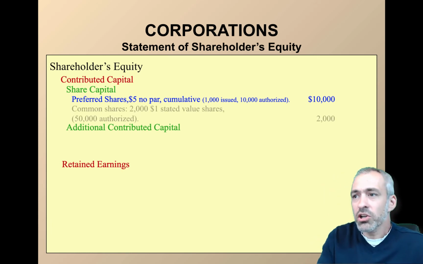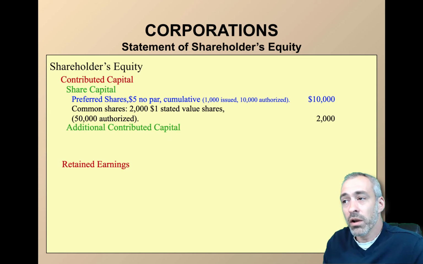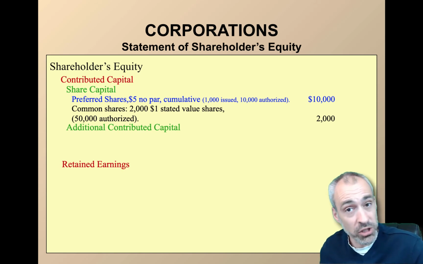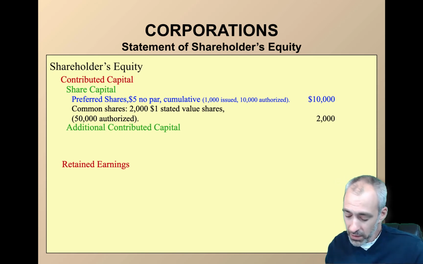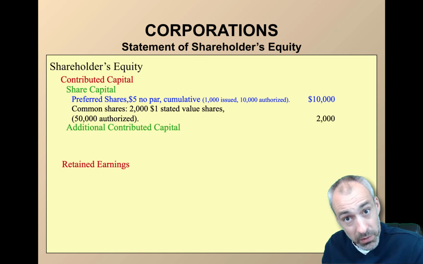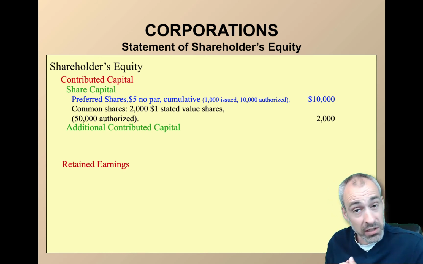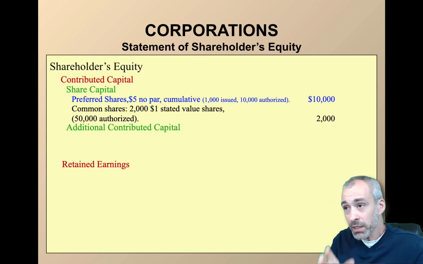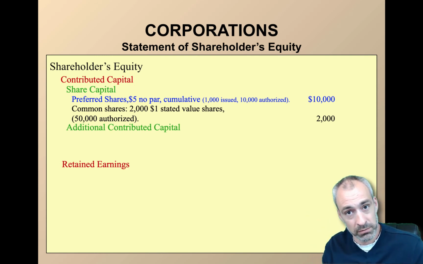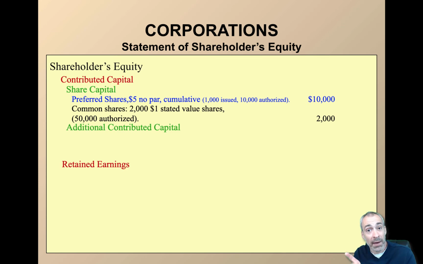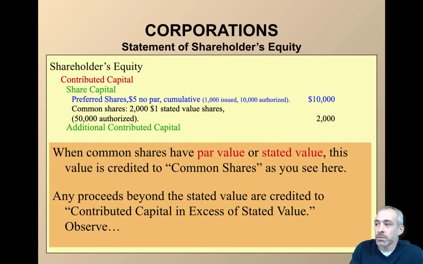So the next one is common shares, 2,000 $1 stated value shares. 50,000 were authorized, 2,000 were issued, and the par value or stated value was $1. So 2,000 times the legal capital, which is a stated value, which these particular common shares have, is $1. So that's $2,000 in the contributed legal capital section. Now, if they were issued for more than that, there will be excess down below. And they were. You can read that on your own. You don't need me to read it in the video.